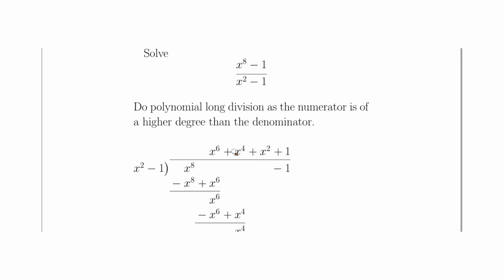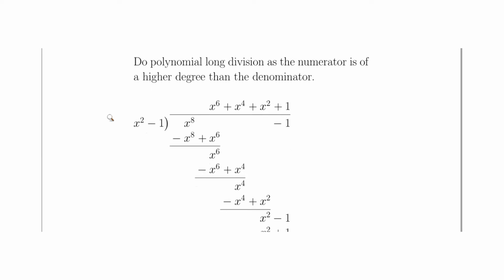So then this x to the 4, we multiply by the x squared minus 1. So x to the 4 times x squared is x to the 6, flip the sign, minus x to the 6. X to the 4 times minus 1 is minus x to the 4, flip the sign, plus x to the 4. Again, just do the sum on that one. X to the 6 minus x to the 6 is 0. 0 plus x to the 4 is x to the 4. So now we're interested in x to the 4.